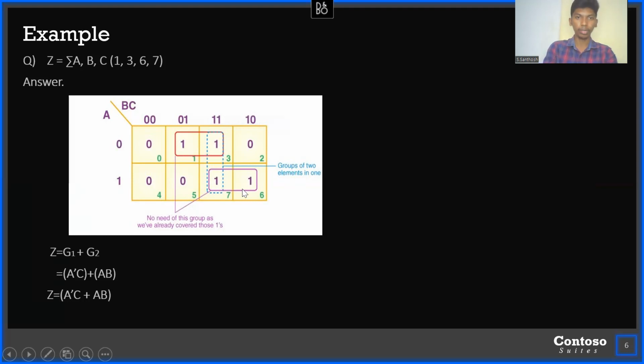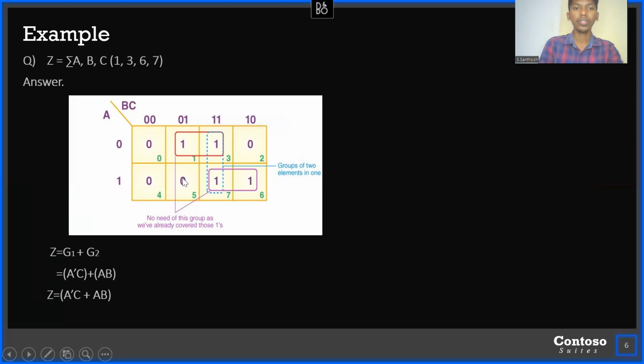And the next one, the purple one, is group 2, and over here you can see that I've taken a because a is not changing over here. And in this you can see that in these two columns, c is changing, so I've removed c and only taken b, because b is over here 1, which is just b and not its complement.